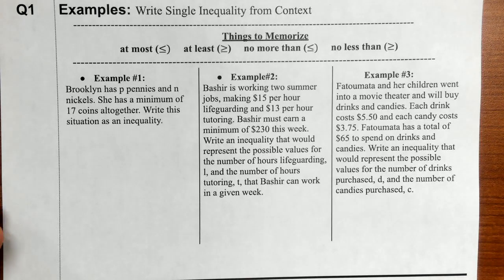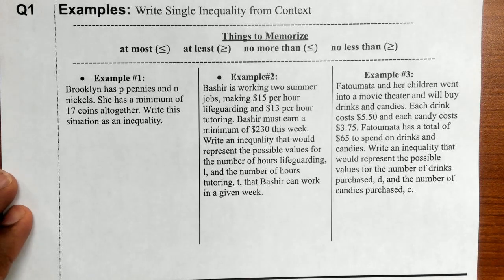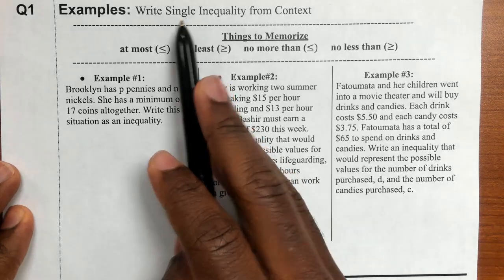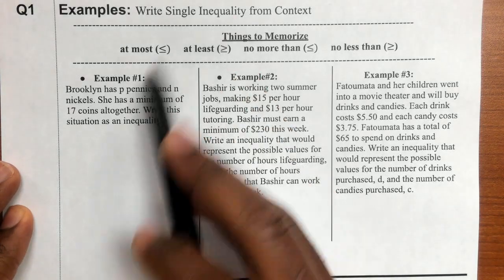Unit 5, Systems of Equations and Inequalities. Question number 1. Question number 1 wants us to write an inequality from a context.